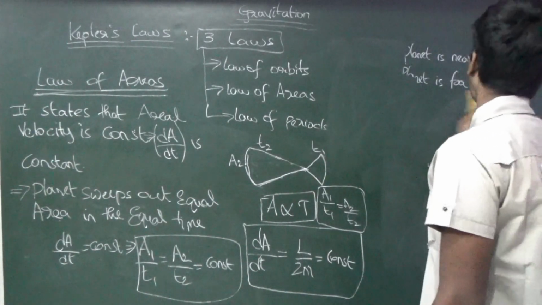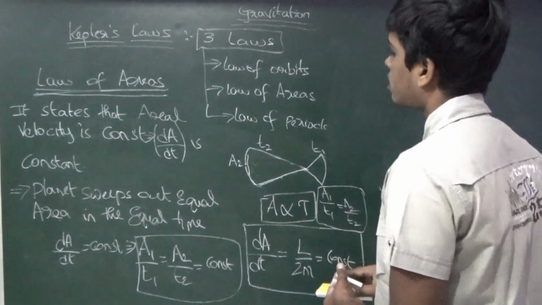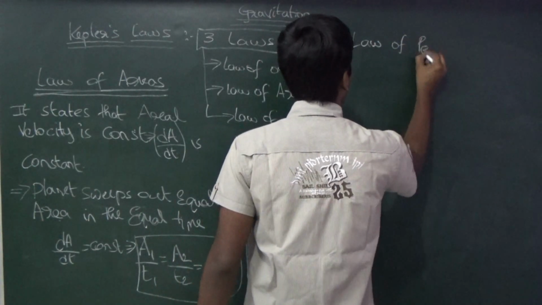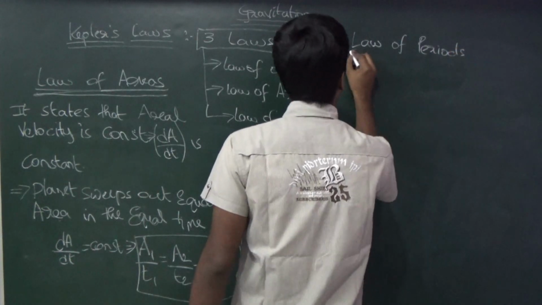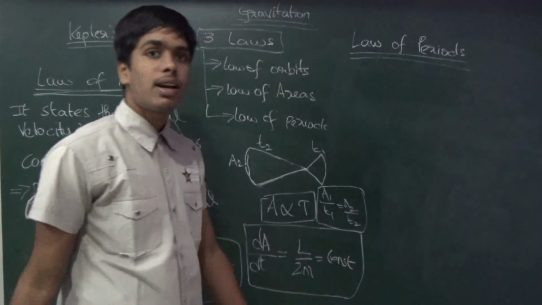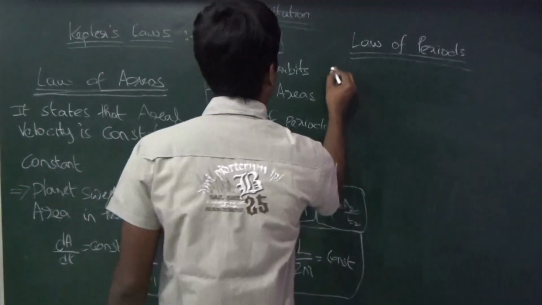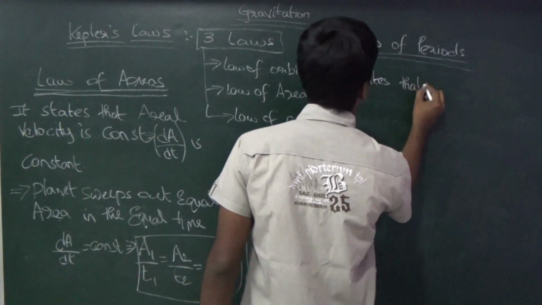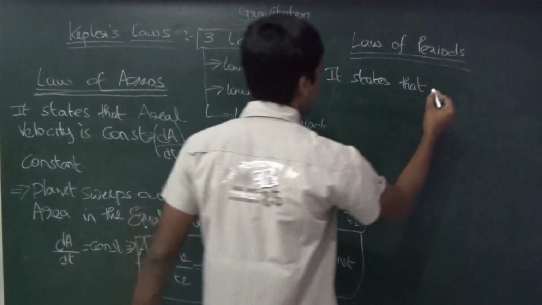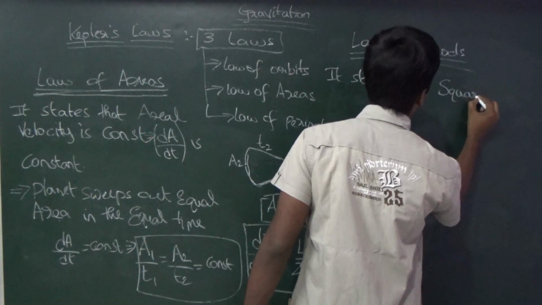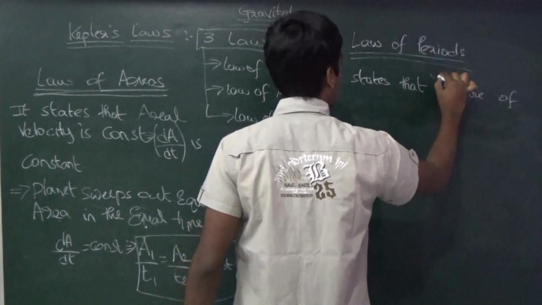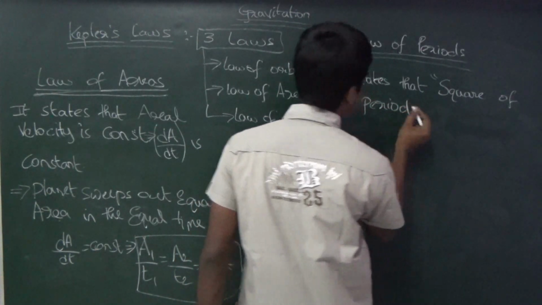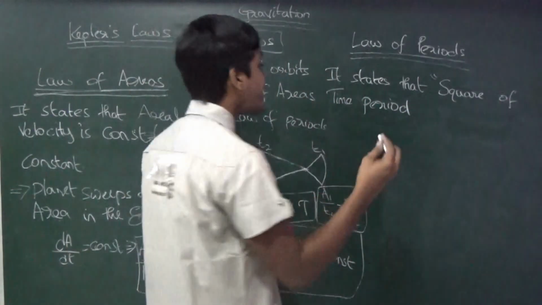It is a 1 minute topic. This law of periods. First we will write the definition and then the formula. It states that the square of the time period is proportional to the cube of the radius.